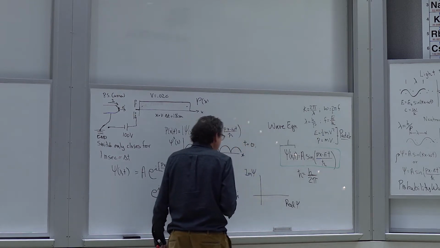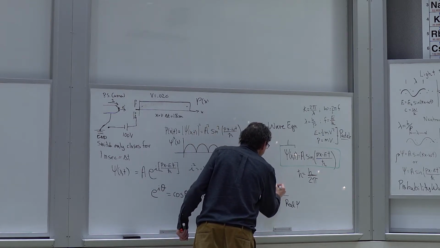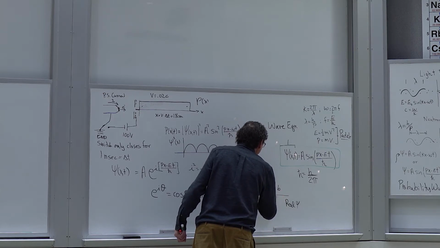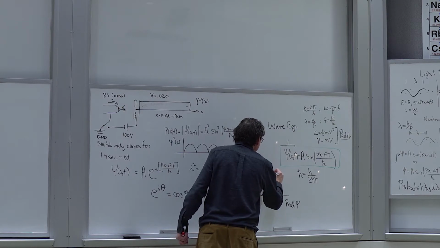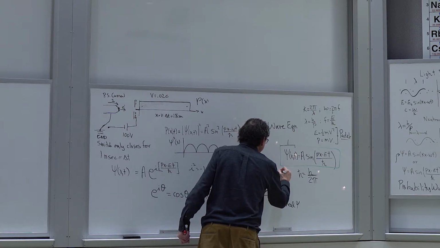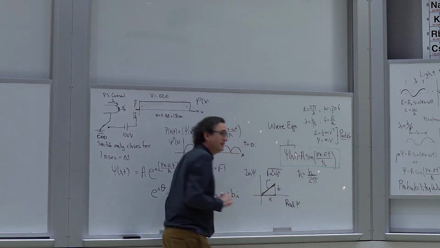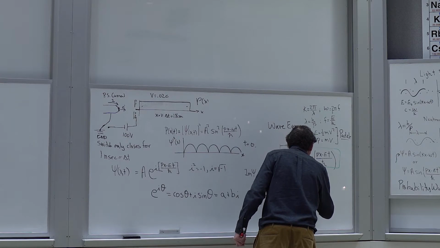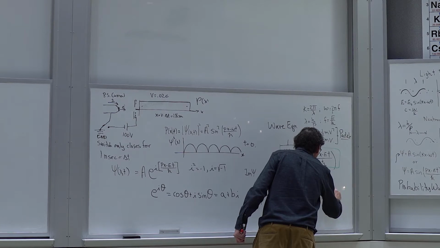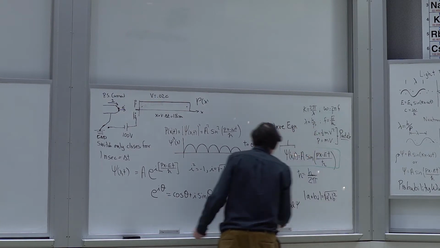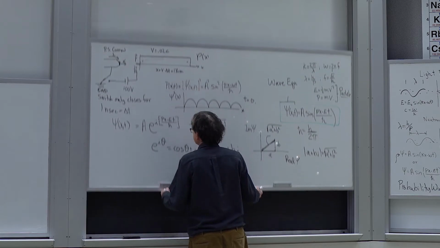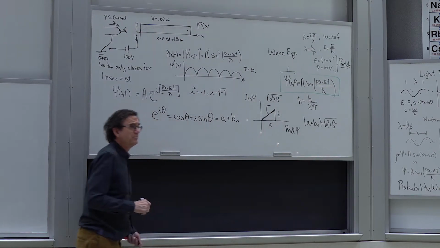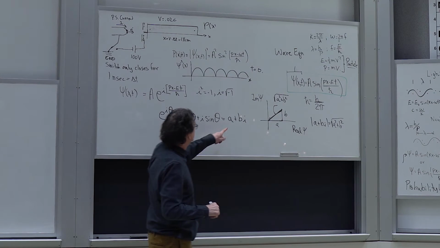Okay? And it has a real part that has length a, an imaginary part length b, and the amplitude of a complex number is the square root of a squared plus b squared. Right? That is the amplitude of a complex number, a plus bi, equal to the square root of a squared plus b squared. All right. So this is a way of writing this.